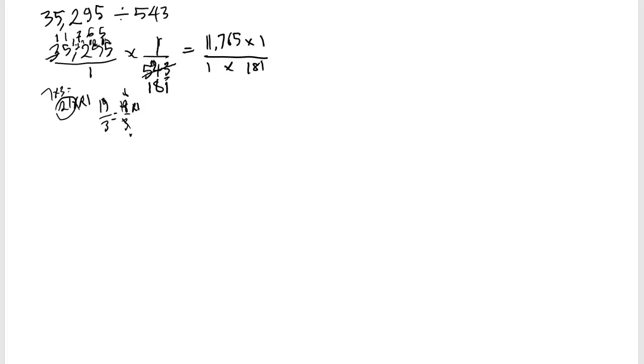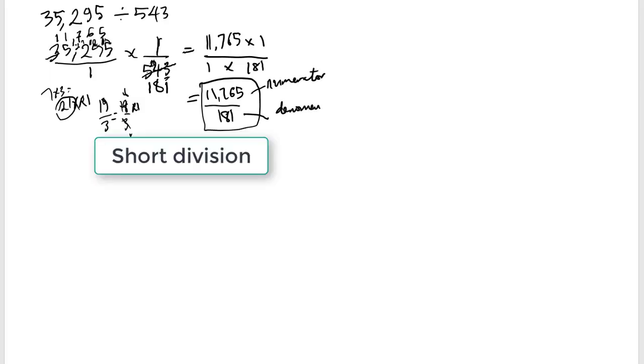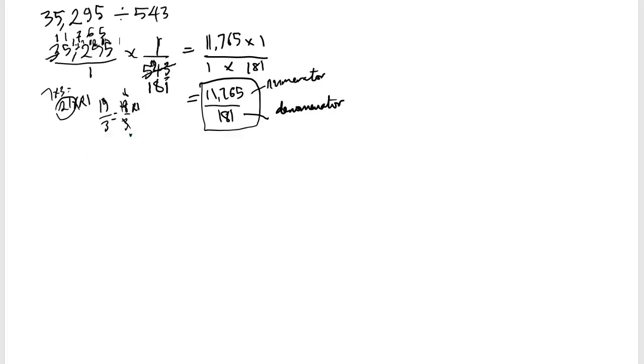So now you can see that the numbers have reduced to this. This is just short division. This is an improper fraction because the numerator is greater than the denominator. This is the numerator and this is the denominator. We can further continue to solve this problem in a different way.